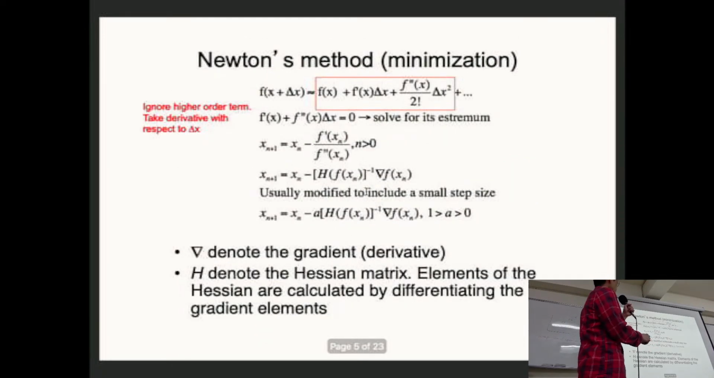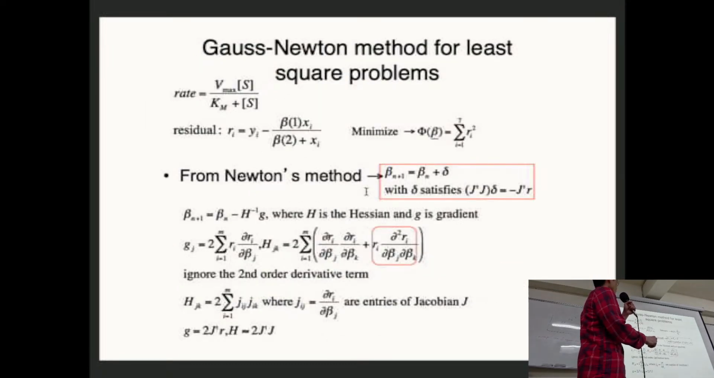Here, just to remind you again, we should follow this equation. We must follow this equation. So what is delta? Delta satisfies this equation. The idea is beta n plus 1 equals beta n minus Hessian inverse times gradient. So not this.